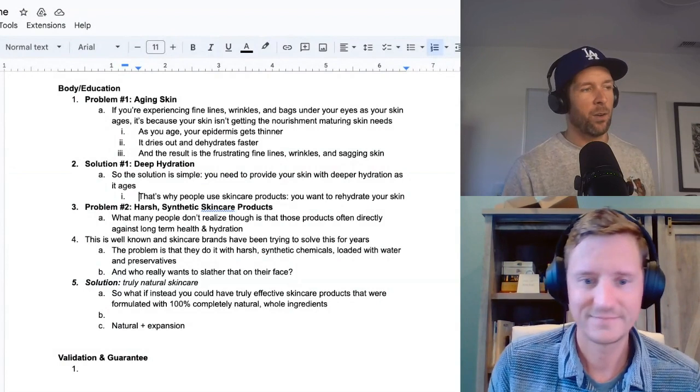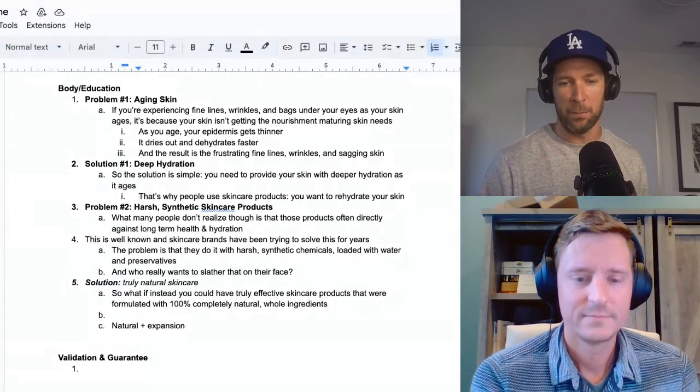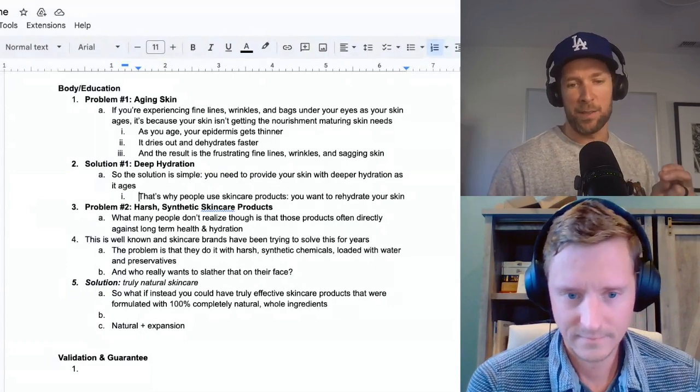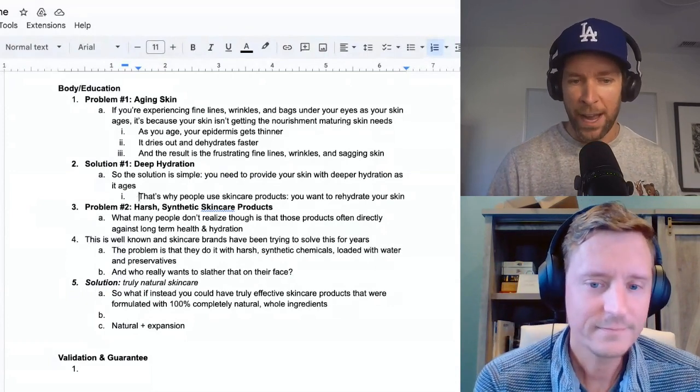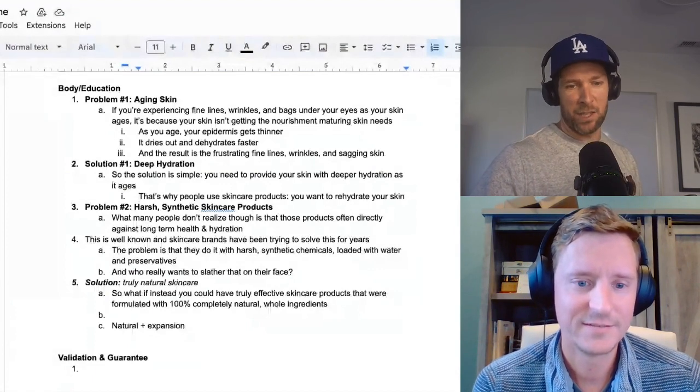And so I think what we need to do is introduce ours as a better solution to the skincare products they're already using. But to do that, we have to first take some time to hammer away at those skincare products that they're already using. So I think this is agitation, basically.